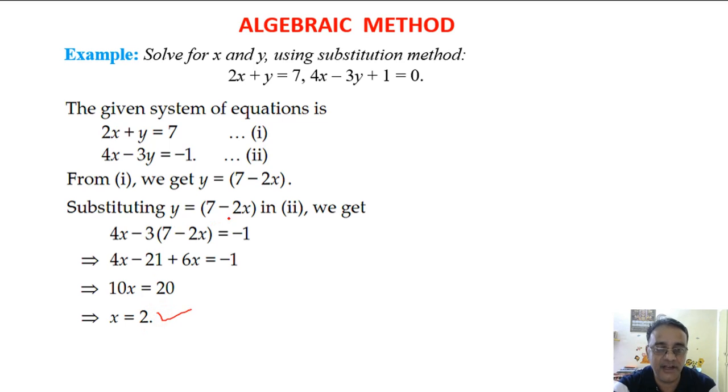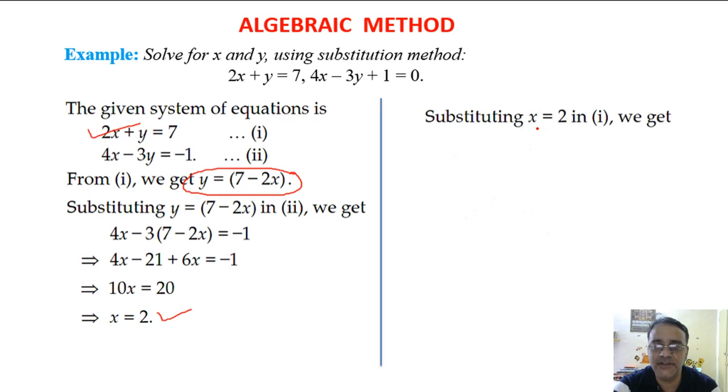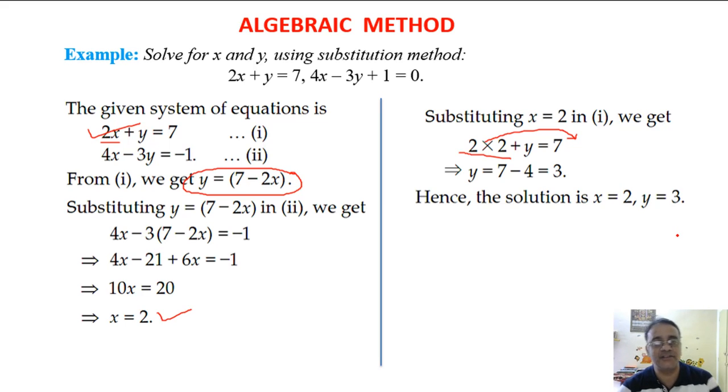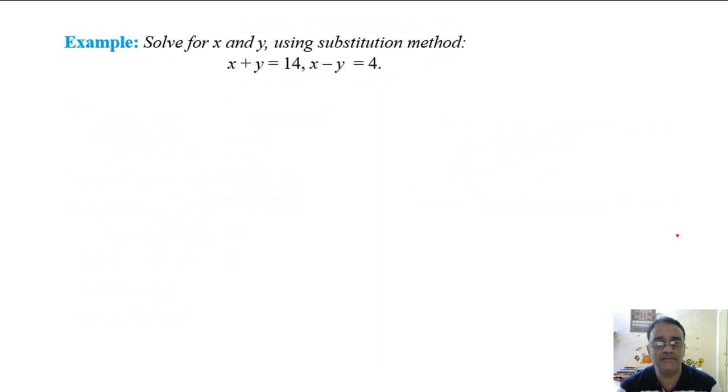Now this value we have to substitute here in y, or you can substitute in any one equation also, no issue. So substituting x is equal to 2 in equation 1 we get 2 into 2 plus y is equal to 7. So 2 into 2 is 4, shift 4 to this side. So y is equal to 7 minus 4. What is the value of y? 3. 3, right. So hence x is equal to 2 and y is equal to 3 is the required solution. Any doubt in this question? No, sir. We'll see one more example.